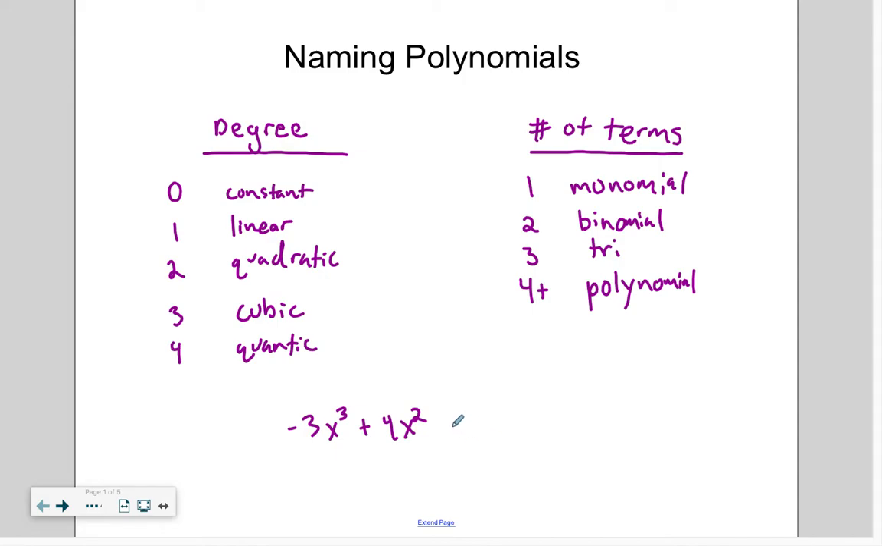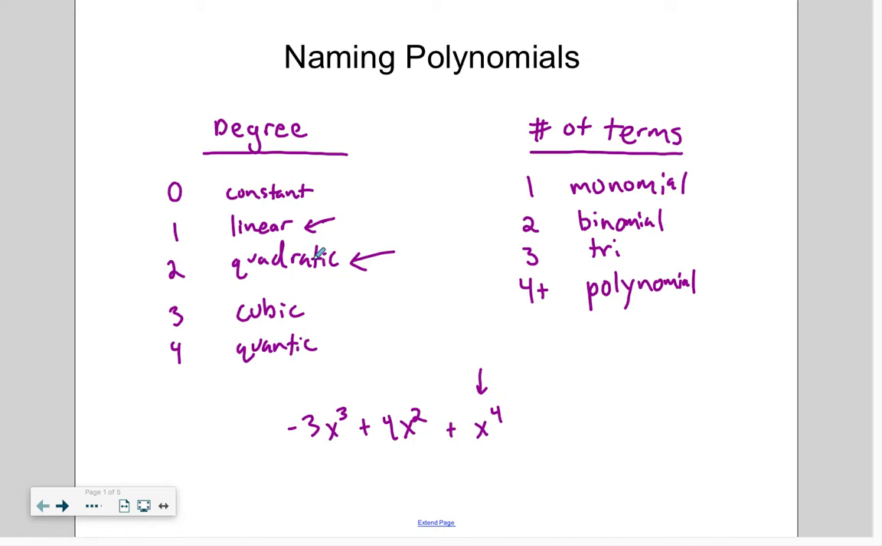If I added something like plus x to the fourth, well now it's not in standard form, the 4 would have to be in the beginning, but now I've added a third term. It's still a trinomial, but it's no longer cubic because the highest degree is this highest exponent here, 4. So now it would be a quartic trinomial. And that's how it works. The ones you're going to see most often on the final are probably quadratic or linear, and it's just going to tell you to use those words.